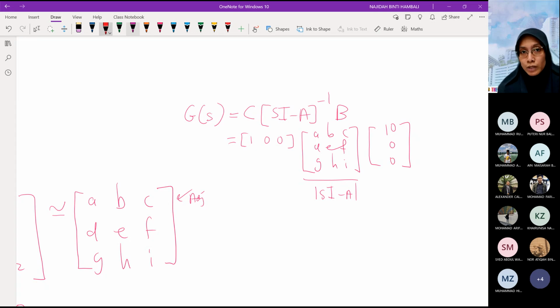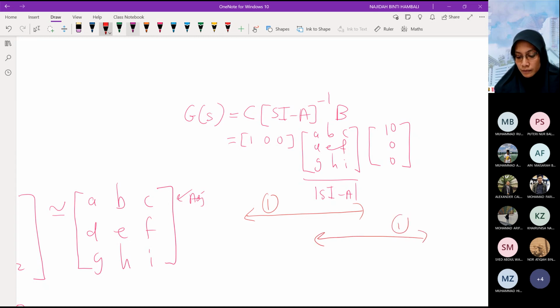Lebih banyak zero dalam matrix tersebut, you pilih matrix tu antara C dengan B untuk you settlekan dengan matrix sI minus A. Sama ada you nak settlekan matrix C dengan inversion of sI minus A dulu, ataupun you nak settlekan dengan matrix B. Okay, nak pilih matrix yang mana lebih banyak nilai zero, lebih mudah. You nak buat mana-mana pun boleh, tak ada masalah. Tapi tips saya ialah settlekan dengan matrix yang lebih banyak zero.